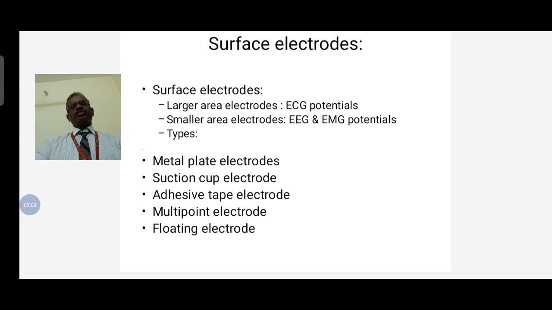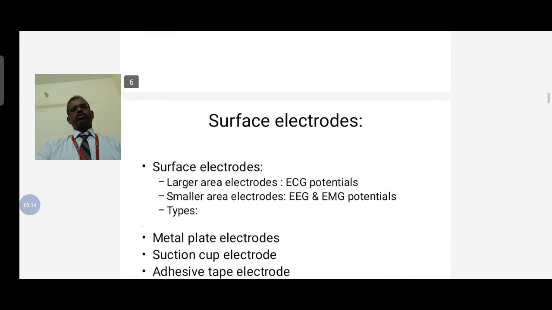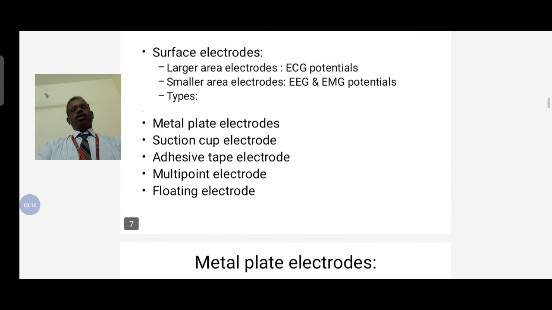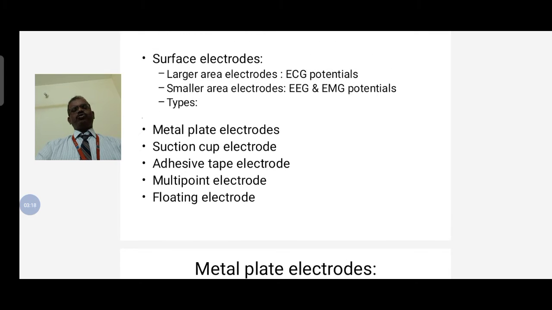Surface electrodes can be classified into different types. First one is metal plate electrodes, then suction cup electrodes, adhesive tape electrodes, multi-point electrodes, and floating electrodes. These are the different types of surface electrodes.